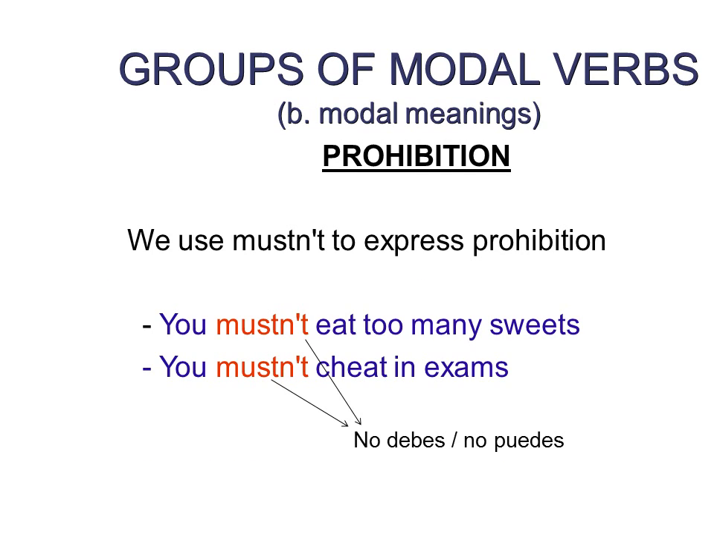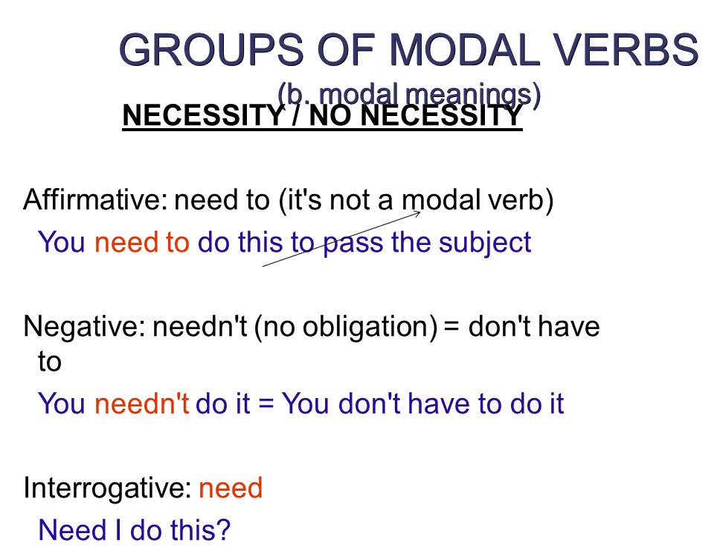We can talk about prohibition. We use mustn't to express prohibition. You mustn't eat too many sweets. You mustn't cheat in the exams. To talk about prohibition in the past, we use have to. You didn't have to eat too many sweets when you were a child. You didn't have to cheat in the exams. I didn't have to cheat. It was prohibited.